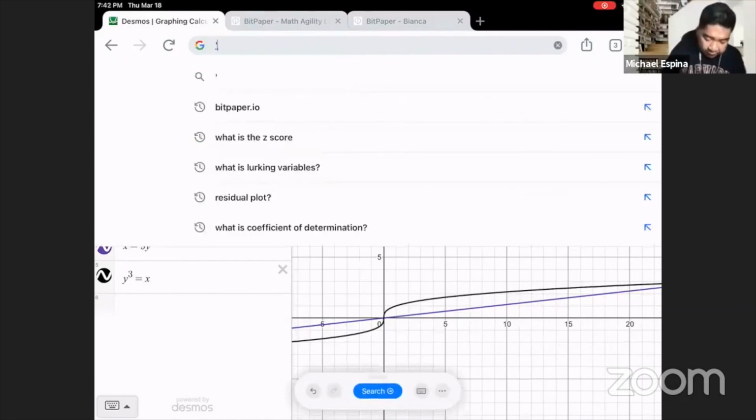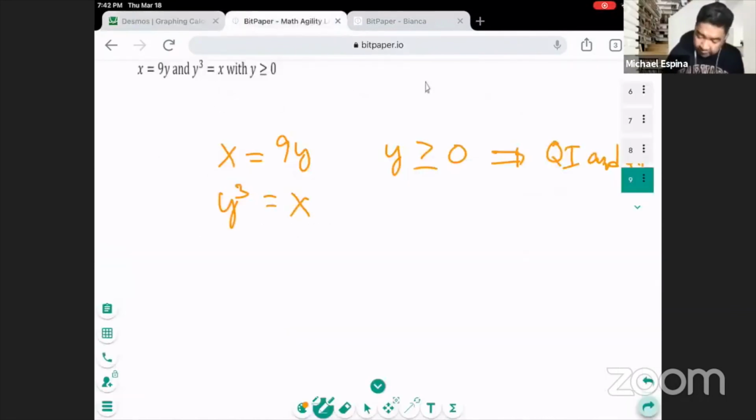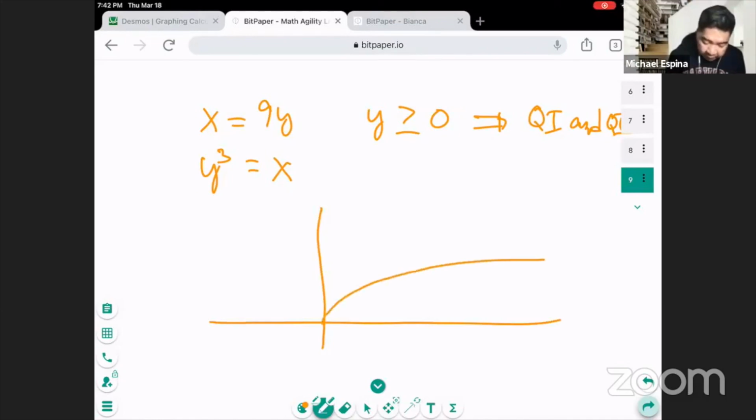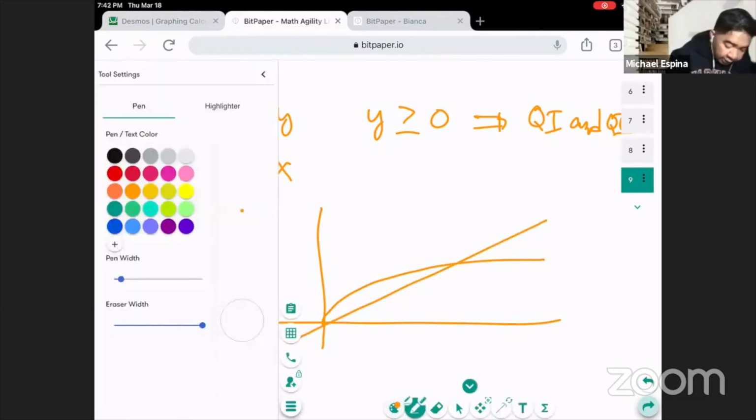So let's try to draw on paper. This would look like, so this is my curve, and then the line here. Okay, let's use another color.